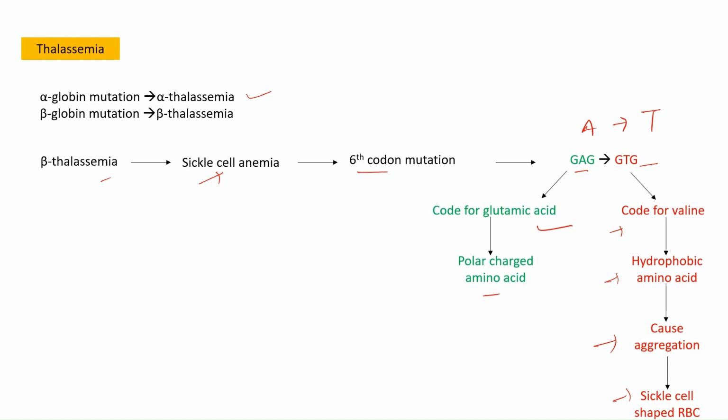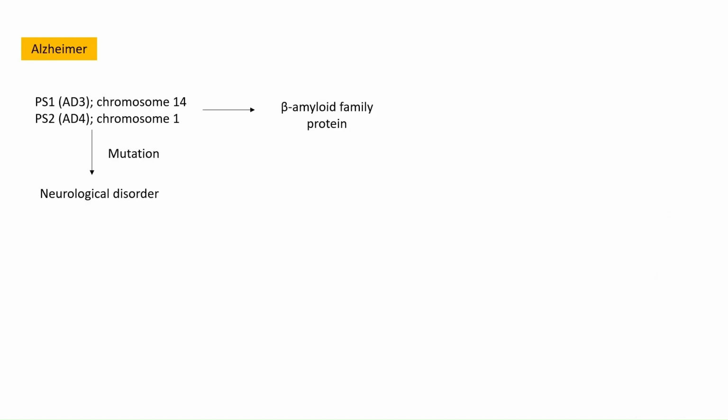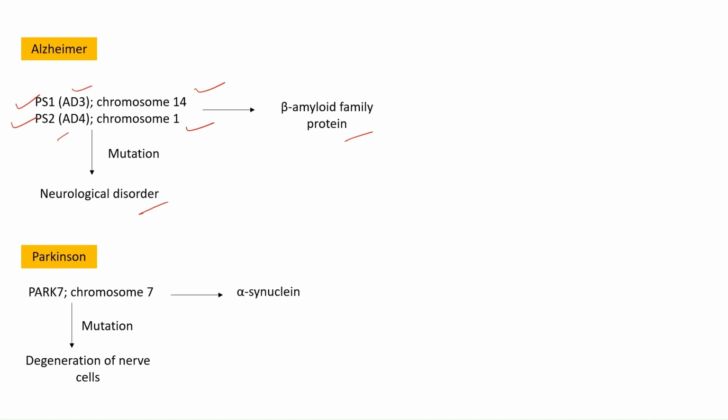That is, A is mutated to T, which is a kind of transversion mutation. Next is Alzheimer's. Now, it occurs due to two genes, that is PS1 and PS2. They are also known as AD3 and AD4. PS1 is located on chromosome 14, PS2 is located on chromosome number 1. They code for beta amyloid family protein. The mutation in these genes results in neurological disorders. In Parkinson's, the gene is PARK7, present on chromosome number 7. It codes for alpha-synuclein. Now, mutation in this gene results in degeneration of nerve cells.